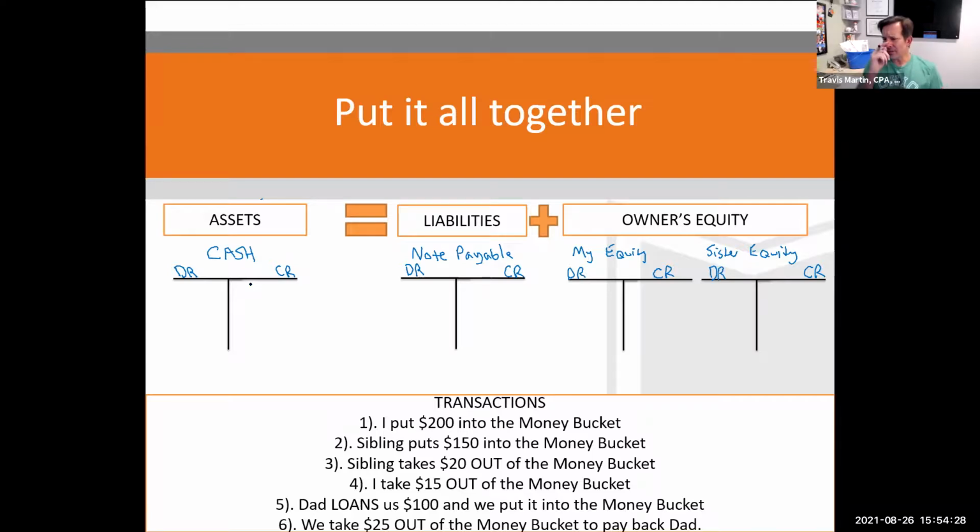I'm going to go ahead and put some pluses and minuses in here. We said if it's on the left-hand side of the equation, it goes up on the left-hand side. So I'm going to have a little plus right there by that debit, meaning when I add to the cash bucket, I use the debit side. When I take out, I use that credit side. On the right-hand side of the equation, it goes up on the right. I'll put a little plus by my credit and a little negative by the debit.